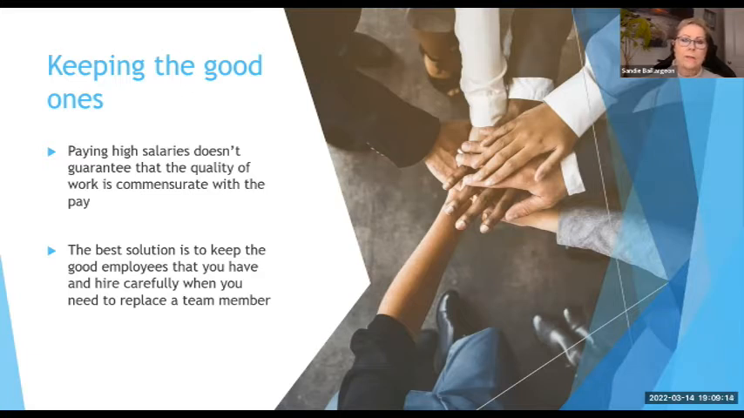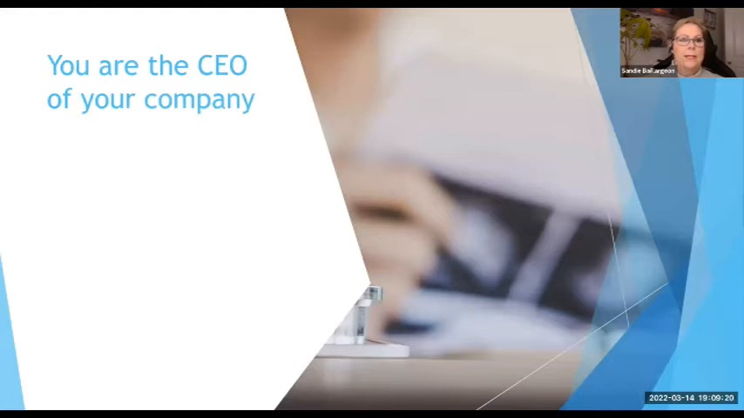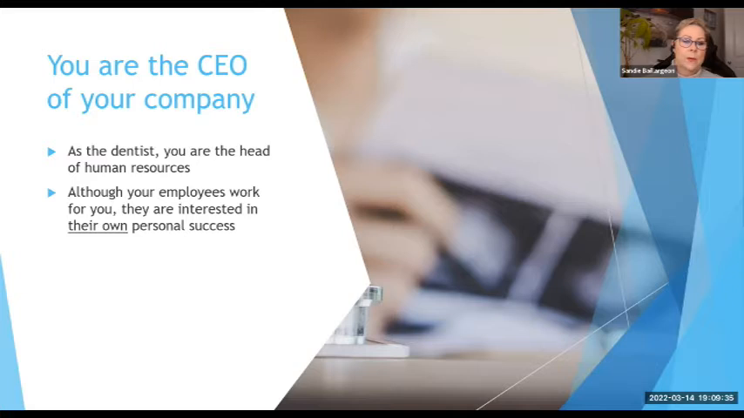They're there to look out for their own success, and that's their number one concern. So the best solution is to try to keep the employees that you currently have. And remember, as a dentist, you are the CEO of your company. So you're the head of human resources. You're in charge of hiring, terminating, and performance reviews as well. Although your employees work for you, they are really interested in their success.